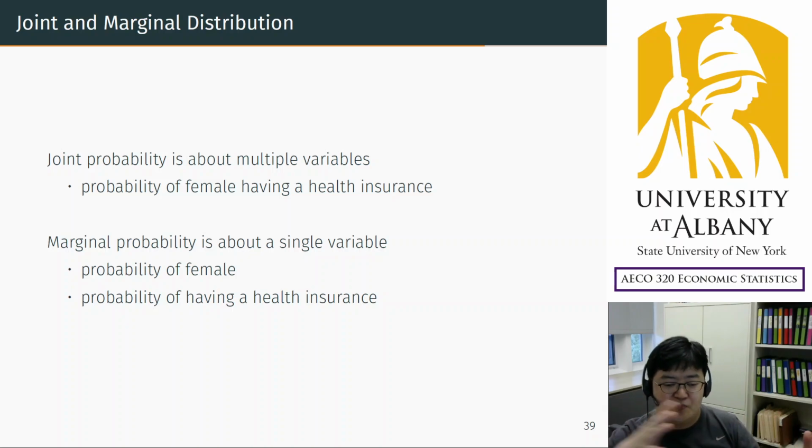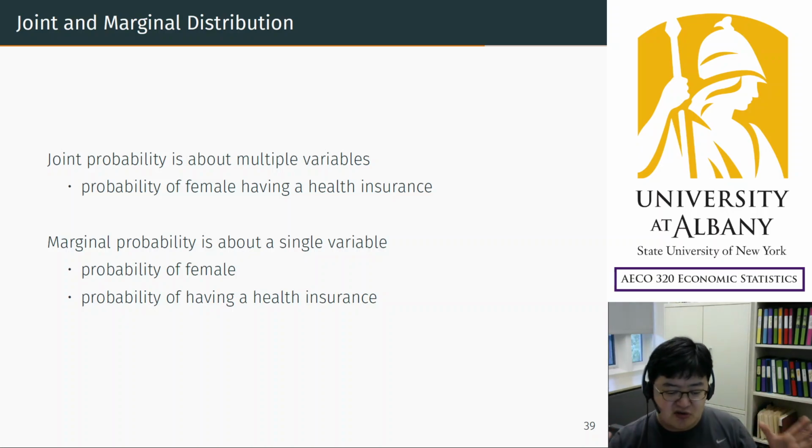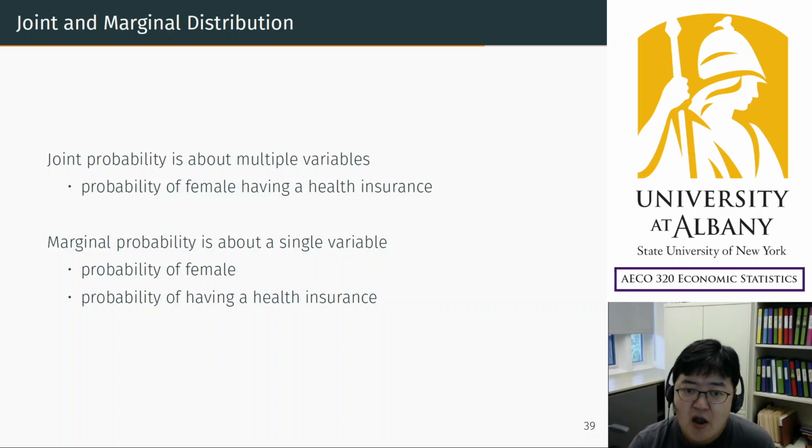So, you can look at them from different angles. You may calculate probability of female having a health insurance or probability of male not having a health insurance. So that's joint distribution. Literally is about both, but marginal probability is about a single variable.